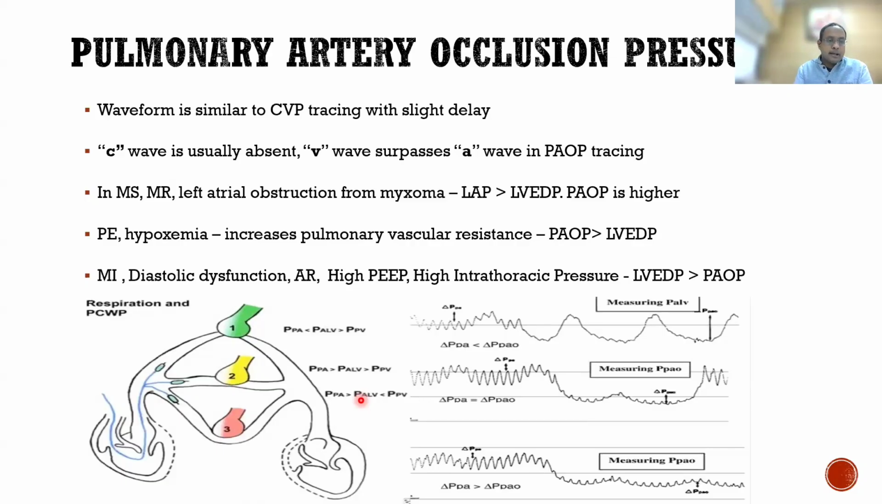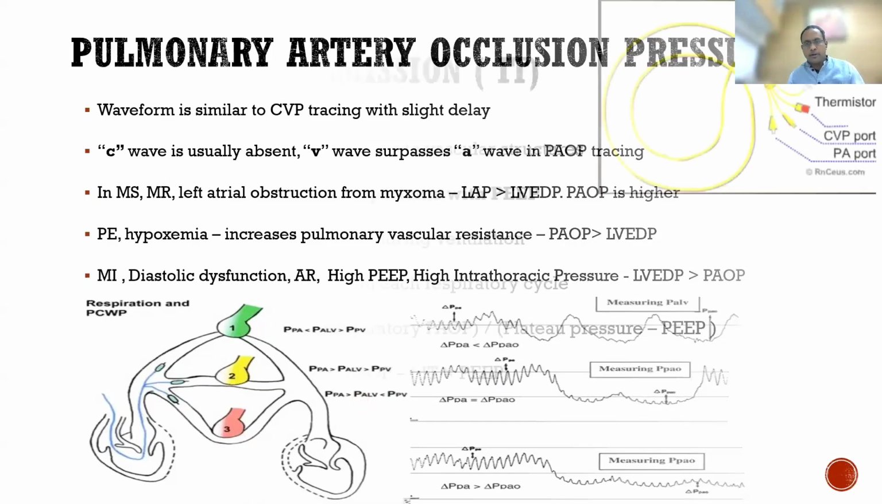And in pulmonary embolism and hypoxemia, there is an increase in pulmonary vascular resistance. Again, the pulmonary arterial pressure will be higher than the left ventricular end-diastolic pressure, so there will be a falsely high measurement of left ventricular end-diastolic pressure. Similarly, in myocardial infarction, diastolic dysfunction, AR, high PEEP, and high intrathoracic pressure, the LVEDP is actually higher than the measured pulmonary artery effluent pressure. So this fallacy you have to remember, and that is why it has also become out of common use.